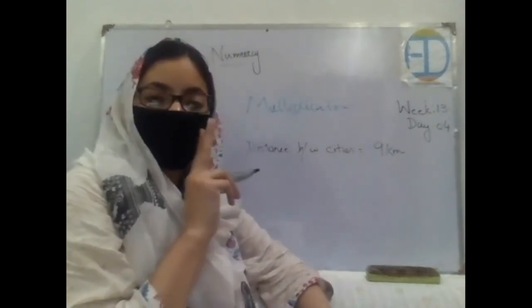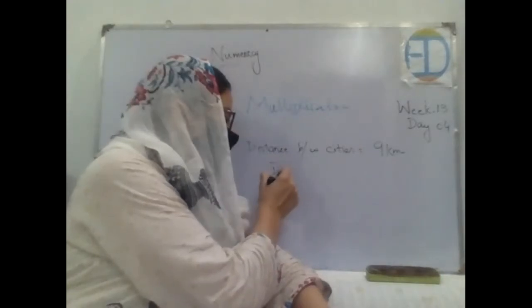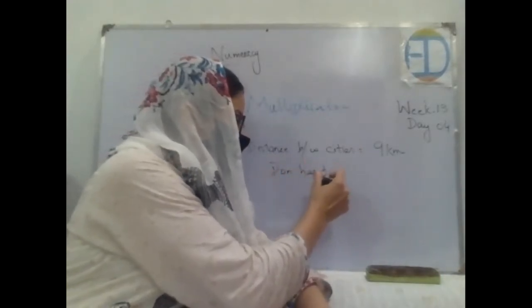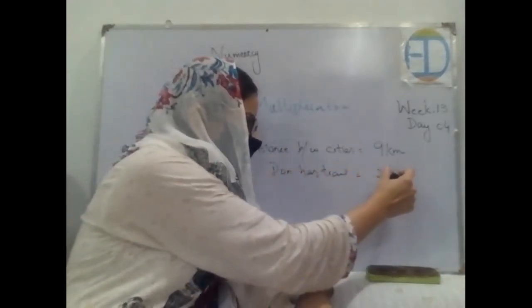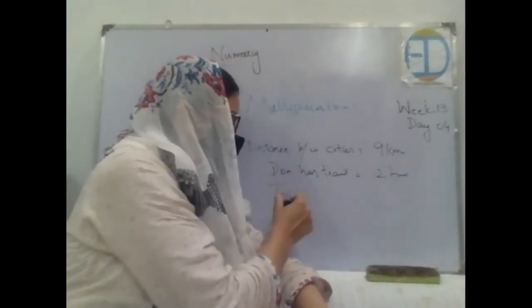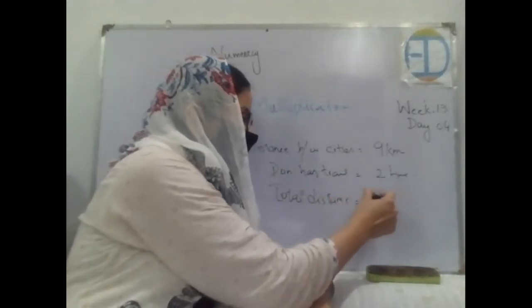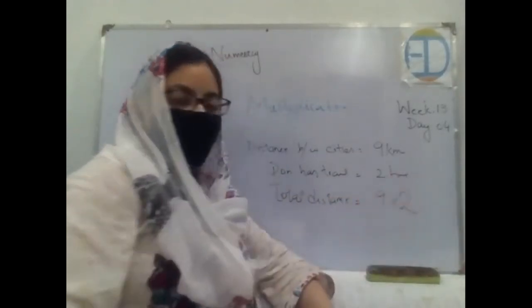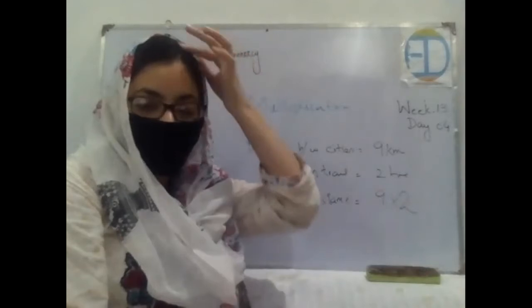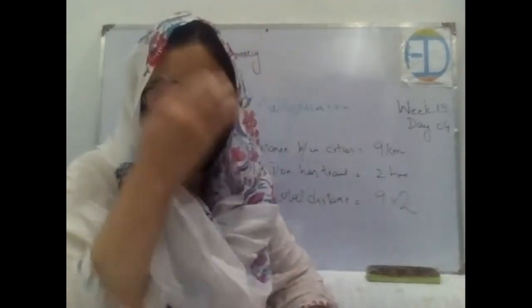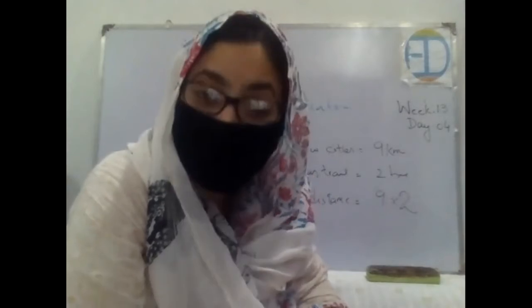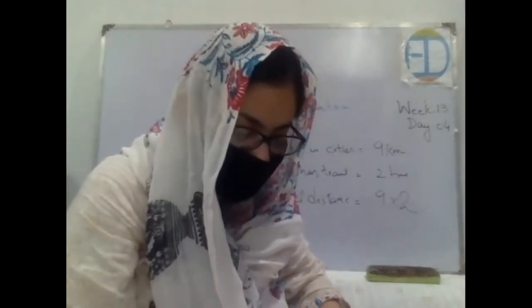Now the total distance is 9 kilometers, and Don has traveled this how many times? 2 times. So in order to measure the total distance, we will multiply 9 with 2. So what is the answer of 9 times 2? Draw the 9 lines, count them twice, and tell me what's the answer. Yes, let's do it first. Let's see. 9 times 2 is 18. Very well done.